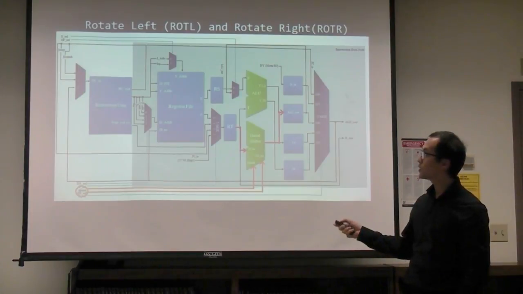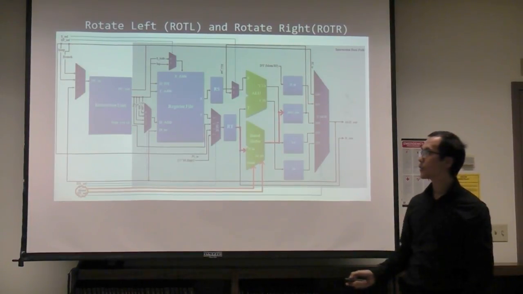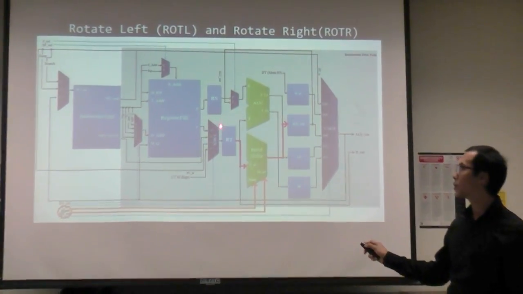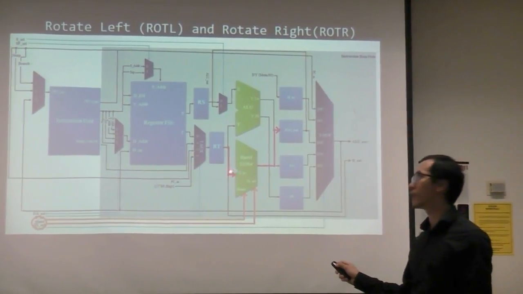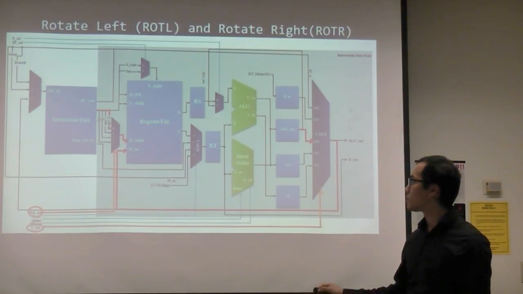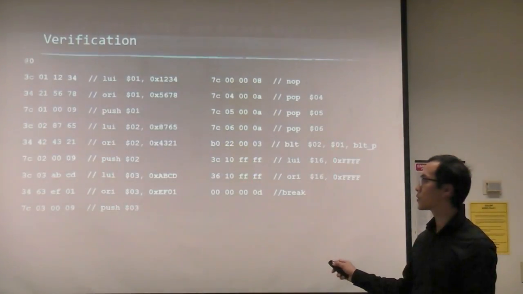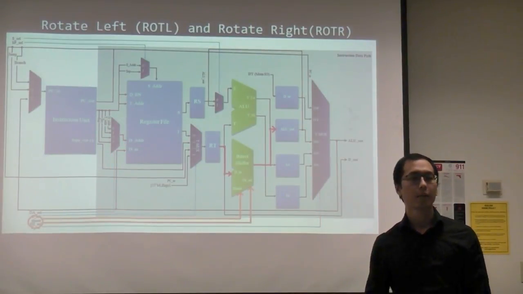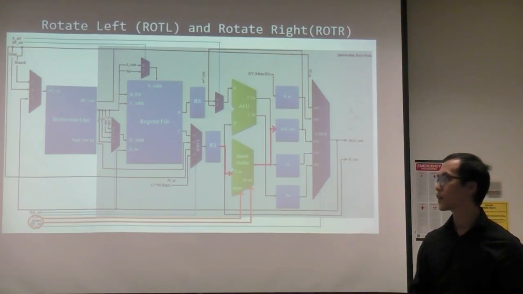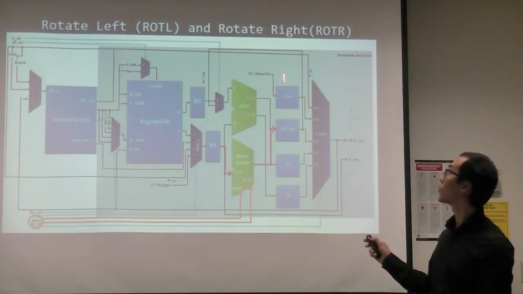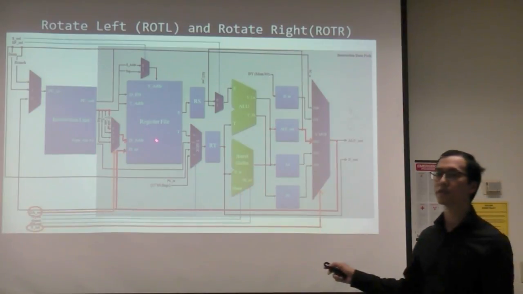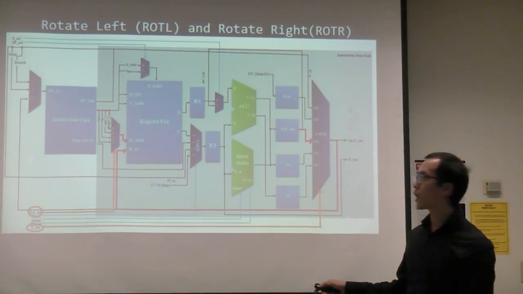Last but not least, this is the rotate left and rotate right. Rotate left and rotate right have the same data path. Basically, we use the data from RT, put it into the barrel shifter. We have the shift amount and shift select, which shows how many bits you want to shift, and what kind of shifting you like, either rotate left or rotate right with that shift amount. And before that, we put it into ALU and then put it to the register file.